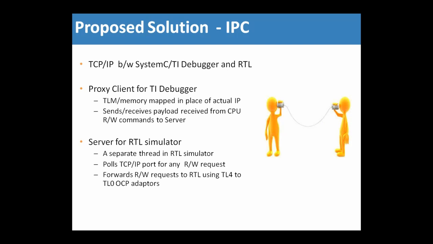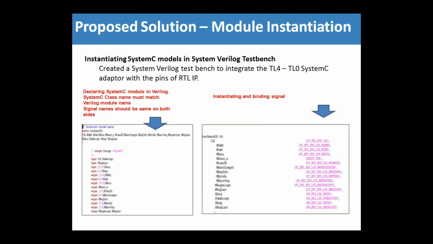So this is a code snippet which shows how the EDA vendor that we have used has provided us a convenient way to define a TL0 adapter. And this is on the left side. I don't know if you can read it. It's a foreign element which is based on SystemC. On the right side, the connection binding of the signals is shown, which is quite straightforward, name-based port binding.